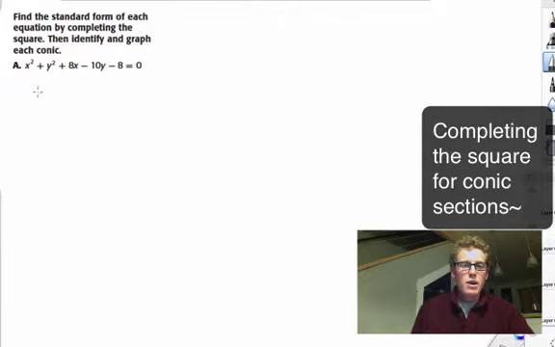Well, before I get started, what I'm going to want to do is say I need to group my x's and y's, and then I guess we're going to have to do two different sets of completing the square. In other words, my first set is going to be plus 8x, and then the plus blank, and then the other set, let's do the other set in magenta. The other set is going to be plus y squared minus 10y, and then plus blank.